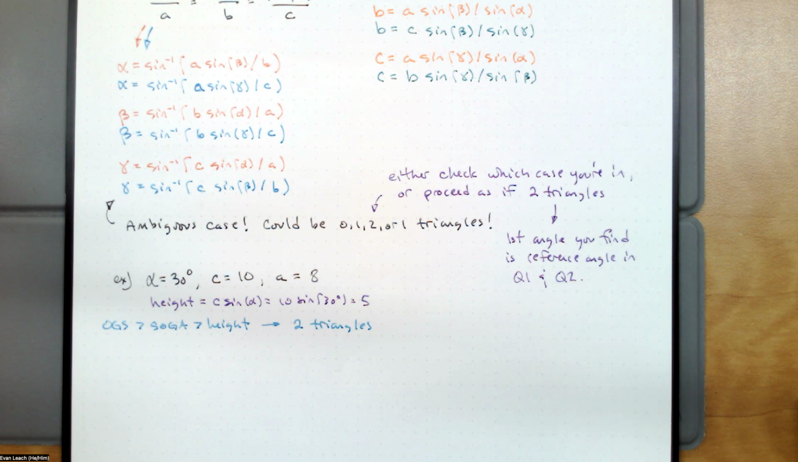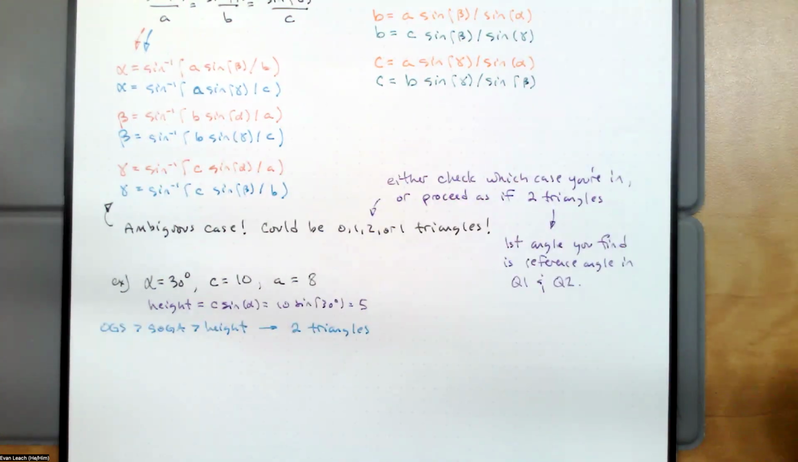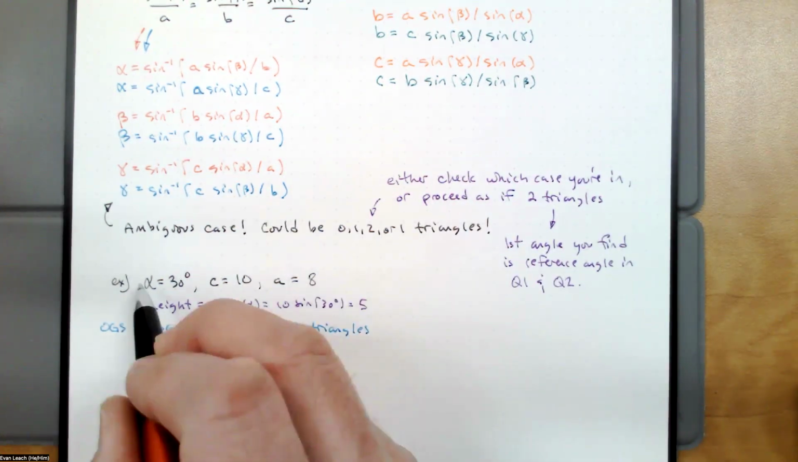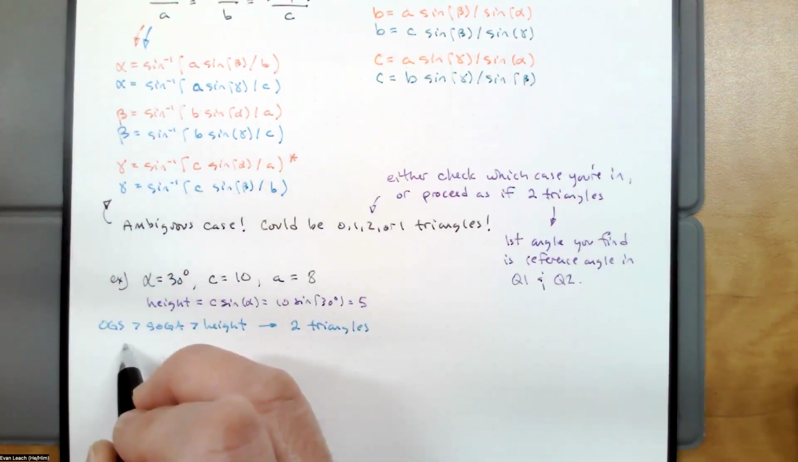So I have alpha, A, and C. Since I have alpha and A, that tells us that we're going to use the law of sines. Since I have another side instead of another angle, that tells us that we have the ambiguous case of the law of sines. So let's proceed and find gamma using A and alpha. So we're going to be using this one here. I have A and alpha, I have C, so I can use this to find gamma. That's our only choice.